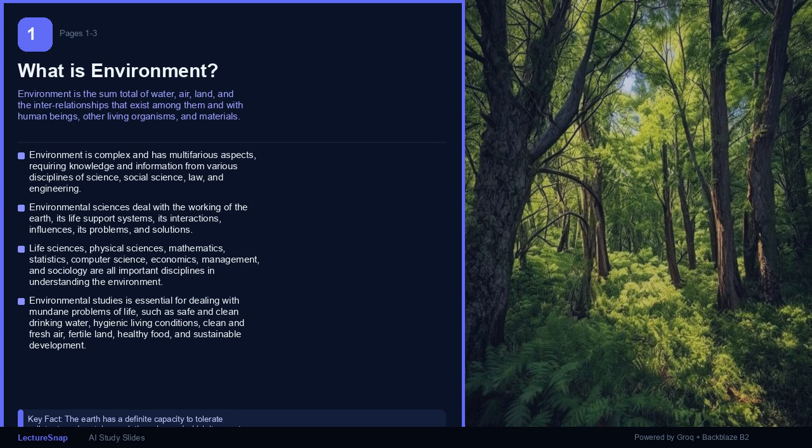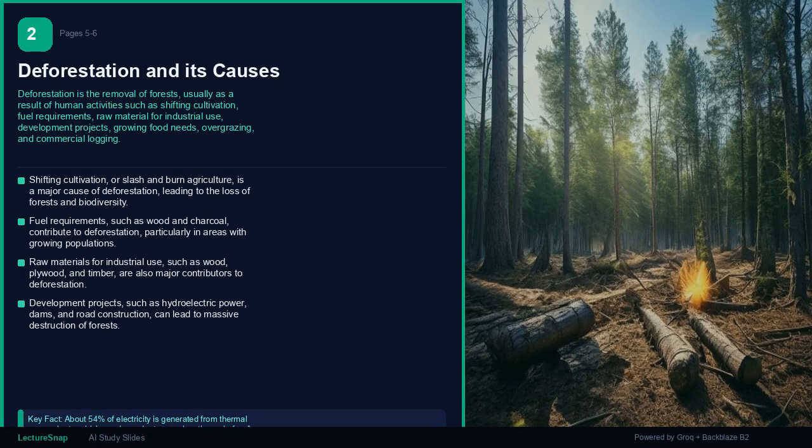Now, let's talk about one of the key aspects of the environment: deforestation. What do you think causes deforestation? You might have heard of it before, but let's explore it in more detail. Deforestation is the removal of forests, usually as a result of human activities like shifting cultivation, fuel requirements, raw material for industrial use, development projects, growing food needs, overgrazing, and commercial logging.